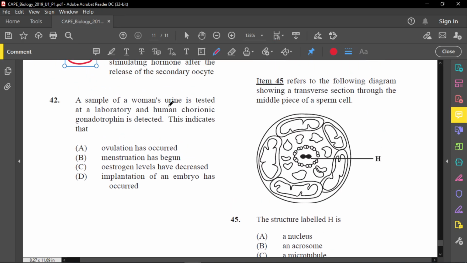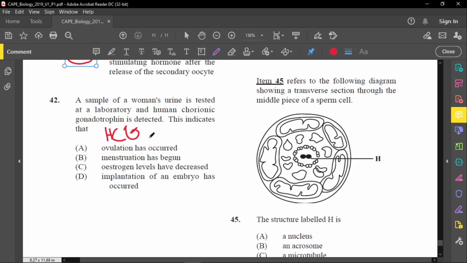A sample of a woman's urine is tested at the laboratory, and human chorionic gonadotropin is detected. So this is the HCG hormone. Just to make a note of it, if you see the HCG hormone, you're talking about the human chorionic gonadotropin hormone. Remember that this is when a female is taking a pregnancy test, and she will urinate on that test, and it shows whether she's pregnant or not. It's a test of pregnancy.